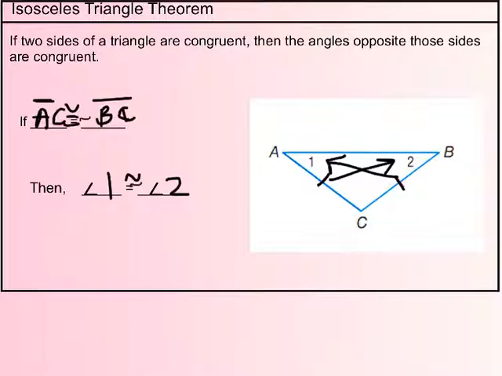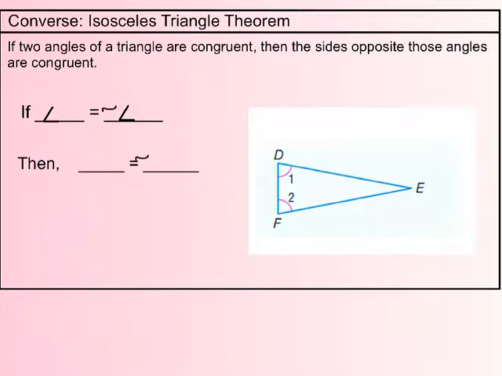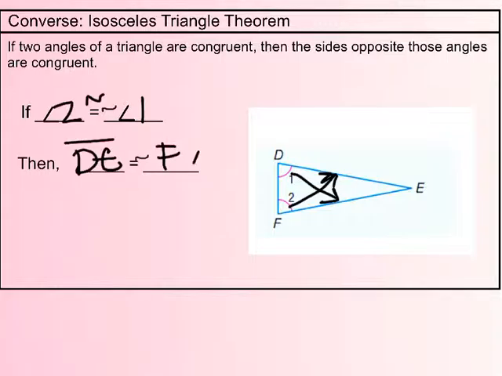Okay, so what's the converse of that? Well, the converse says if we know that angle 2 is congruent to angle 1, then we can confidently say that the sides sitting across from those angles, i.e. DE and FE, are also congruent. So it's always looking at what's across from those angles. Those are the ones that are congruent.